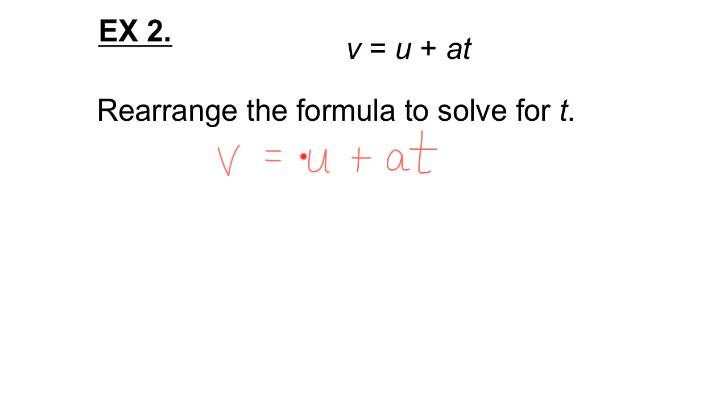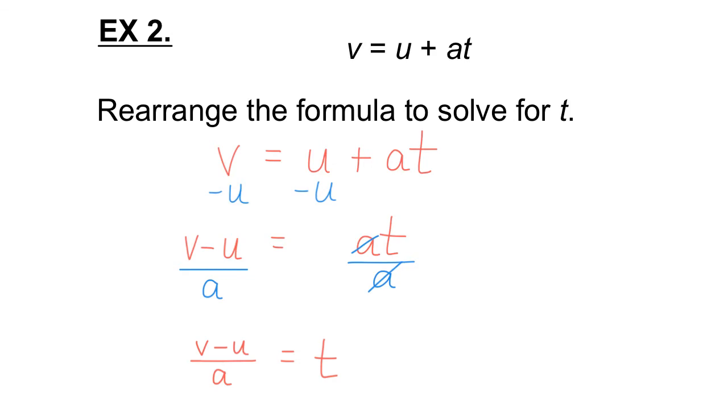Remember, when we move it to the other side of the equal sign, we have to do the opposite operation. So right now, we're adding u. The opposite is subtracting u. So we subtract u from both sides. And once we do that, we're left with v minus u on the left-hand side. The u's cancel each other out on the right, so we're just left with a times t on the right. We still want to isolate t. It's being multiplied by a, so we have to do the opposite. We need to divide both sides by a. So we're left with v minus u divided by a equals t. Now we've solved for t.